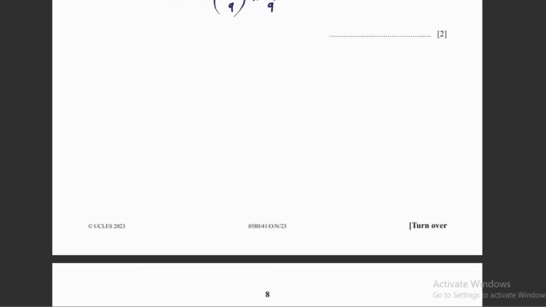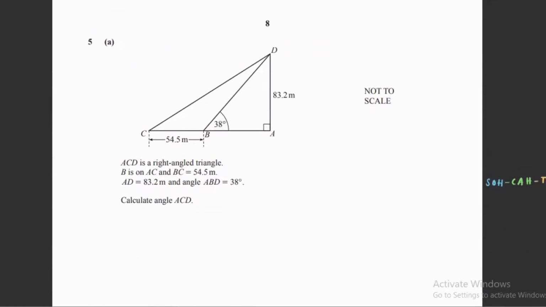Let's move on to the next question, which is question number 5. This is a question related to trigonometry. So the values are mentioned here. We need to calculate the angle ACD. So ACD is this angle. To find the value of this angle here, I need to first find what AB or BA is. So for this angle that is given to us, this side is the opposite side and this side is the adjacent side. So the trigonometric ratio that involves the opposite side and the adjacent side is tan.